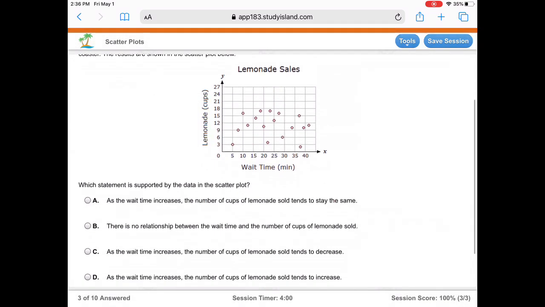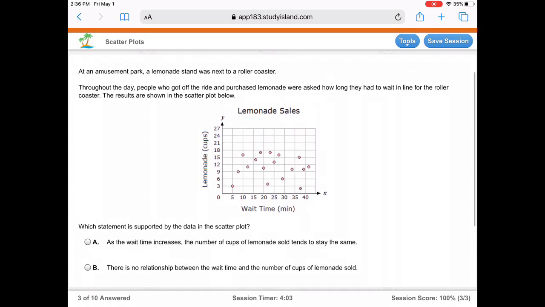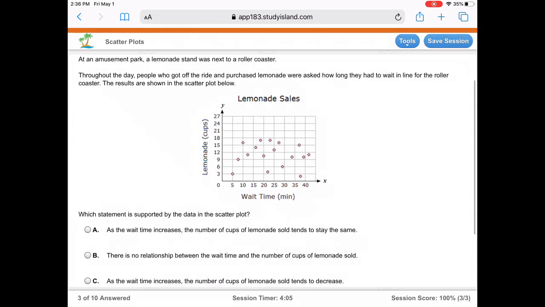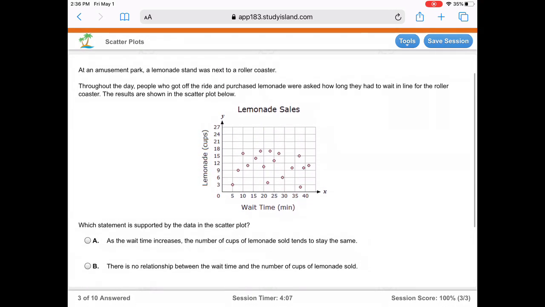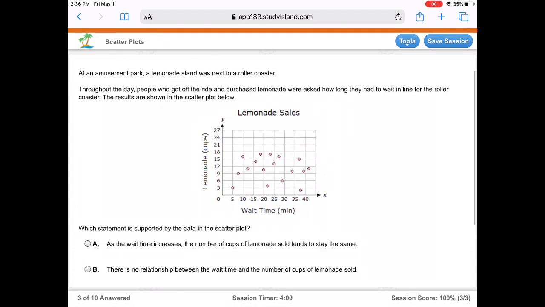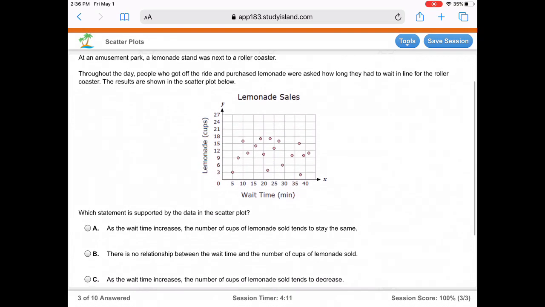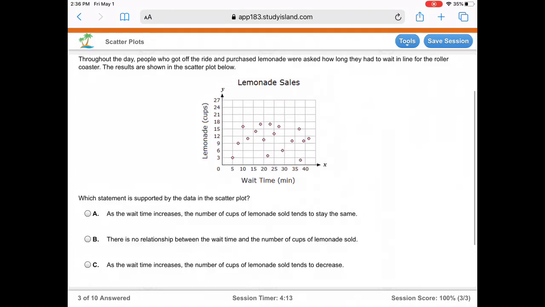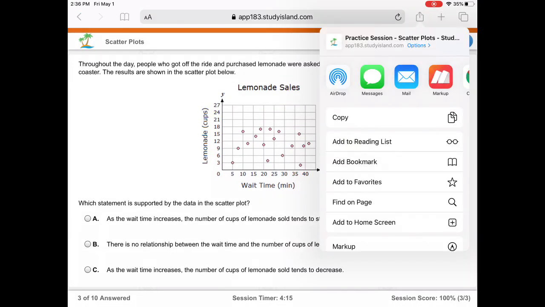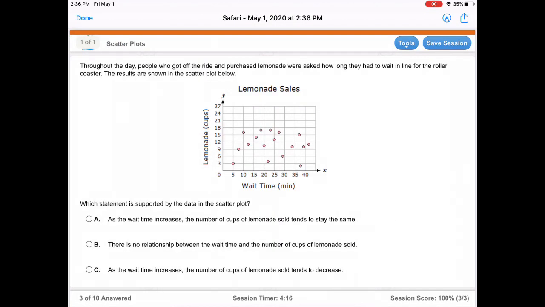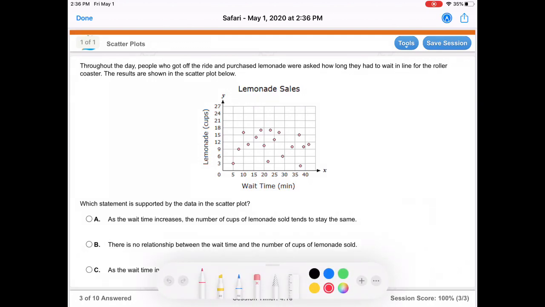Got another question here with a scatter plot. So throughout the day, people who got off the ride and purchased lemonade were asked how long they had to wait in line for the roller coaster. And we've got these results here. Now, if I tried to draw a line to show a general trend here, I'm not really seeing one. Things don't seem to be going up. Things don't seem to be going down. So I'm not really seeing much of a correlation here.